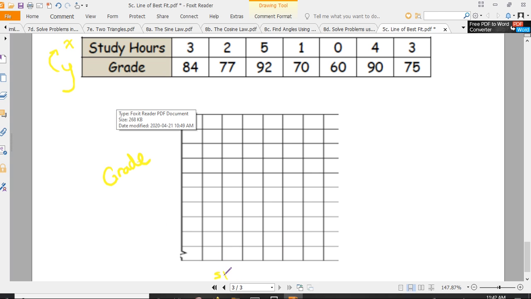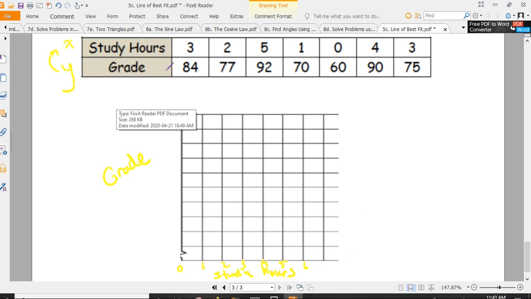down here. Study hours. Okay? So with the study hours, we notice that the numbers go from 0 to 5 roughly. So I can just label this 0, 1, 2, 3, 4, 5, 6. I guess I can stop at 5.